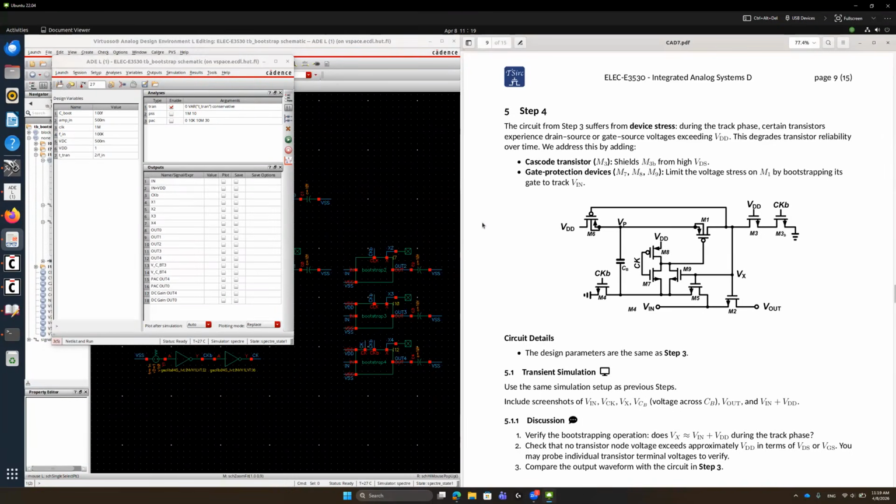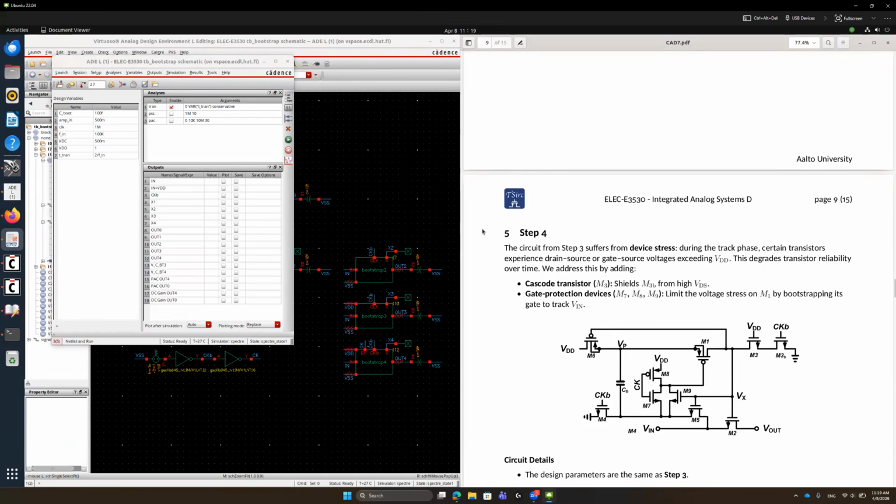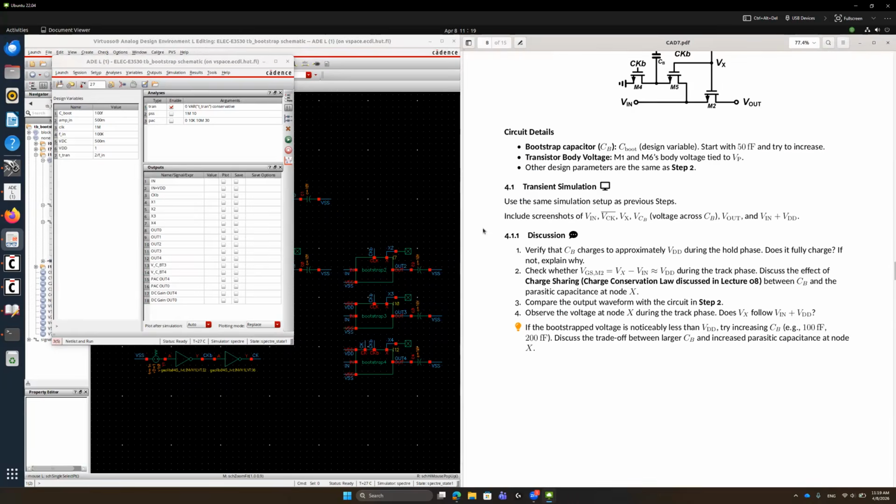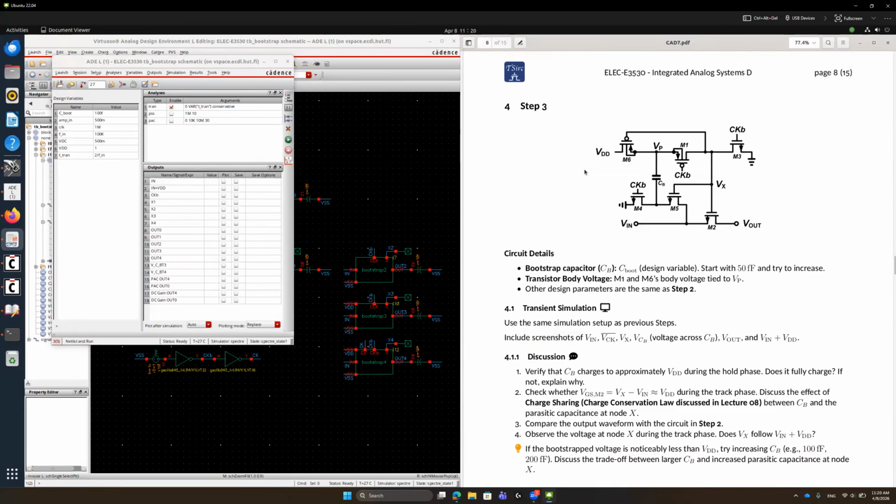So I will continue from our last discussion about the bootstrapped sampling switch. Last time we stopped at step 3, that is successfully increasing the clock swing from VDD to VDD plus Vin. The problem was that in the bootstrapped sampling switch, the VP and VX nodes are high voltages, and the remaining nodes are VDD and ground.